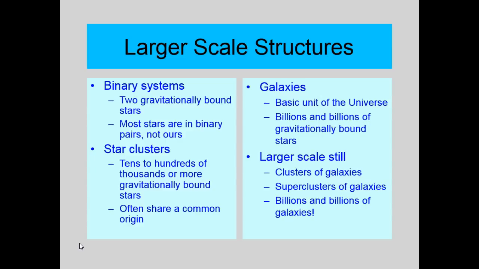These could be tens to hundreds of thousands or more gravitationally bound stars. Now these aren't going to be super close together, but just bound relatively close. Often they will share a common origin, like one big nebula and several stars came out of that, or a smaller black hole that's pulling them in. I think it could be either one of those. But then after that, you get to your galaxies.